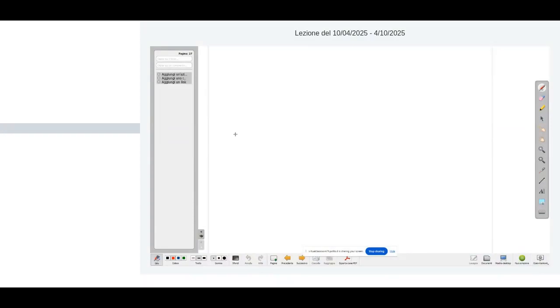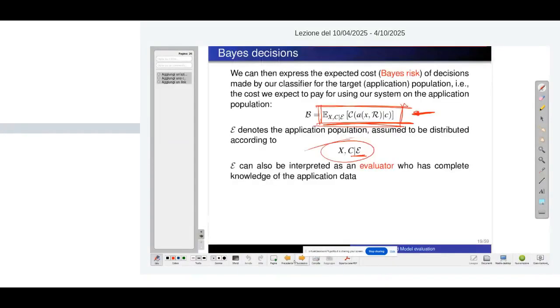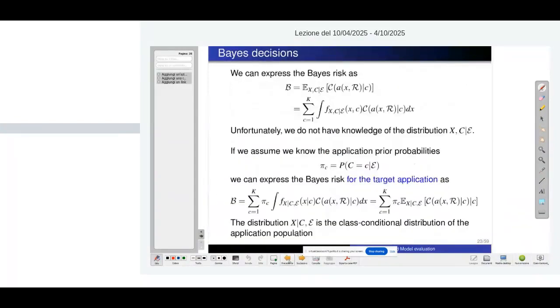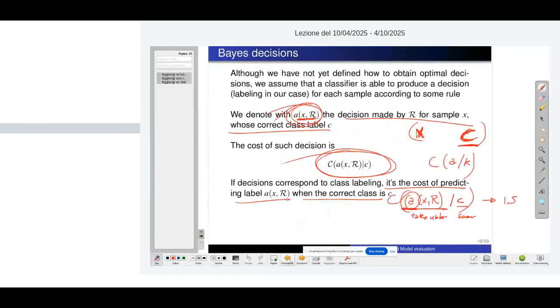Now we don't have slides anymore. What happens? Okay.